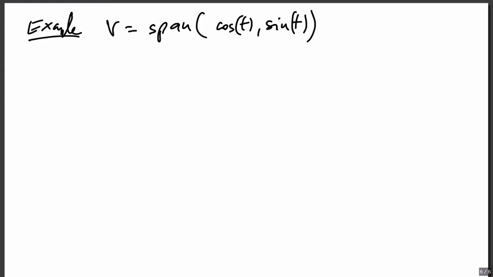Another example, V is the span of two functions, cosine of t and sine of t. So these trigonometric functions are used in numerical methods many times. And we look at it over the scalar field of real numbers.